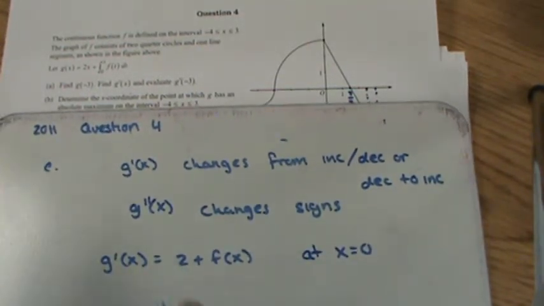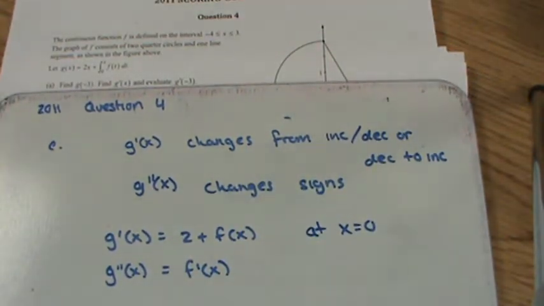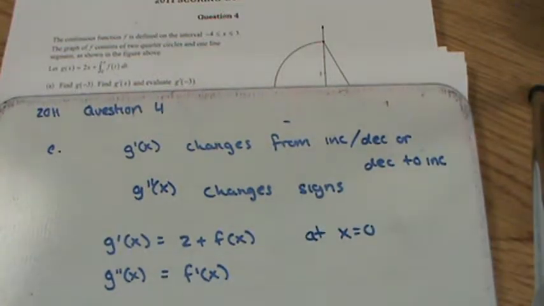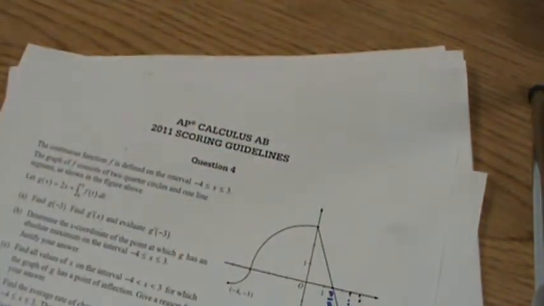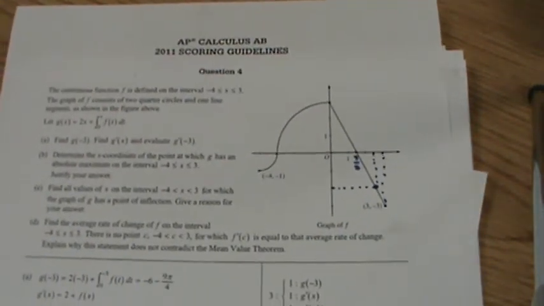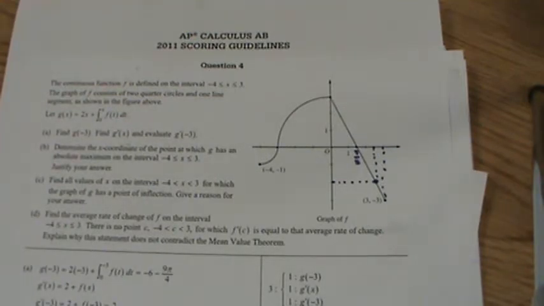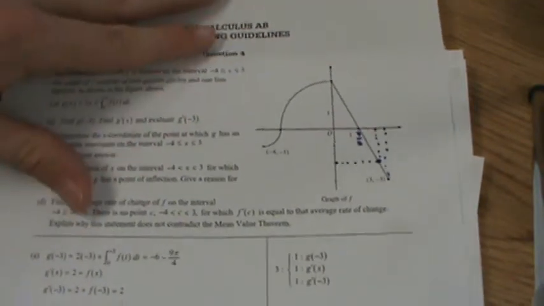Now, if we were to look at g double prime of x and look at the signs, we'd have to then look at f prime of x. And for f prime of x, we'd have to sketch this derivative, which we can do because we've practiced this throughout the year. Let's do a quick sketch of this. Give myself a little more room here.